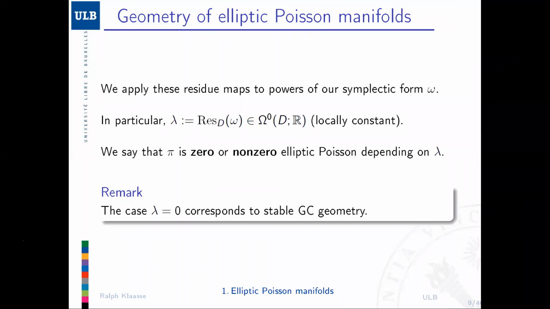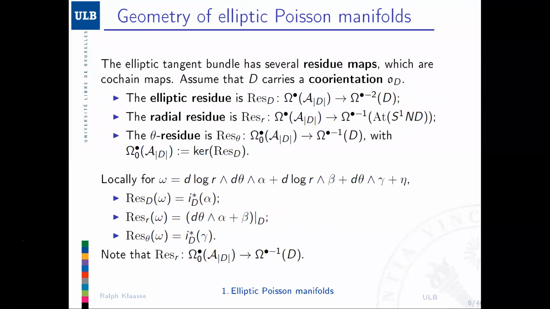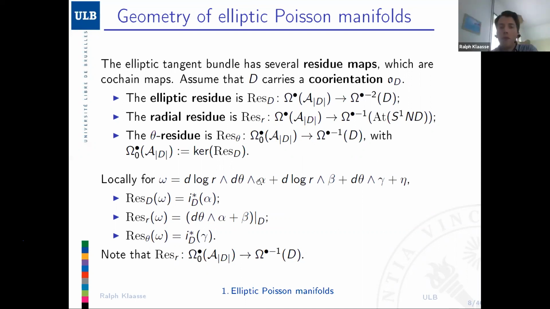Sorry to interrupt again. Yeah, of course. In the previous slide, you said something about conditions that you're imposing. You don't want alpha, for instance, to be 0, right? No, what I'm saying is that it makes sense invariantly to ask, quote unquote, what is the coefficient in front of d log r? That is applying the radial residue map.